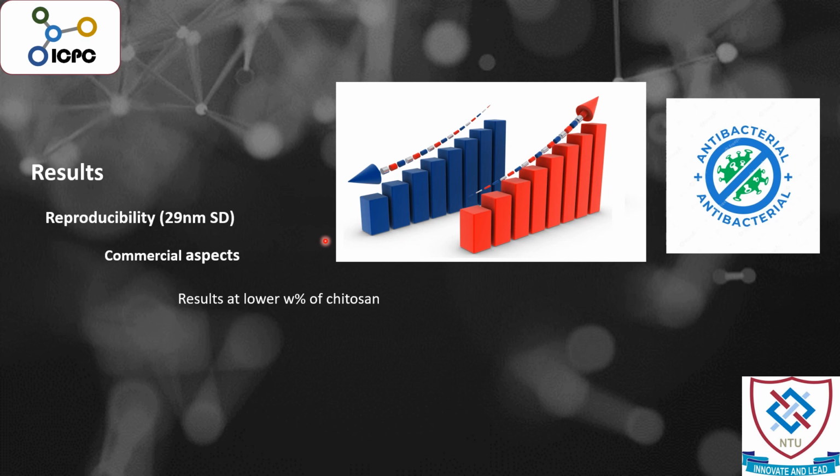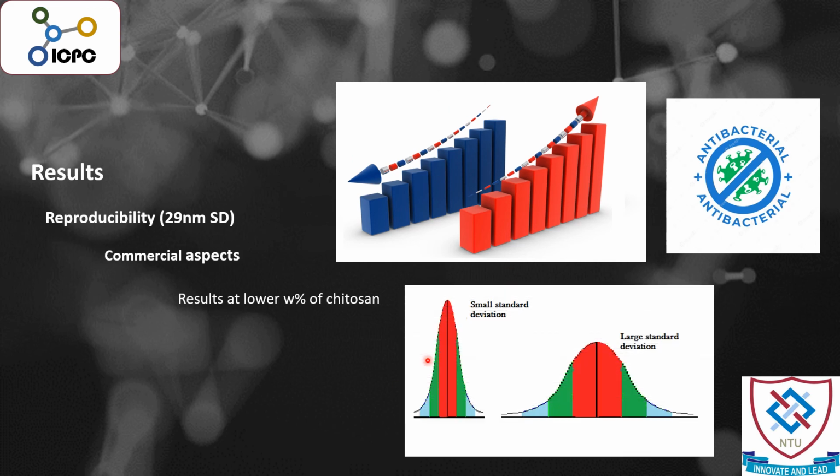So these are the opposite parameters where we have to compromise. For example, if we are requiring more antibacterial activity, we will add more chitosan, but it will cause an increase in deviation and it will reduce the reproducibility, and vice versa. So the smaller deviation is almost always preferable for commercial aspects.